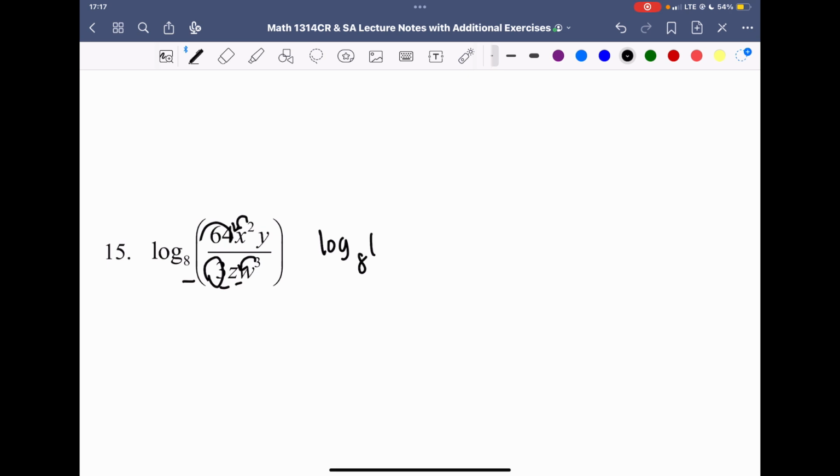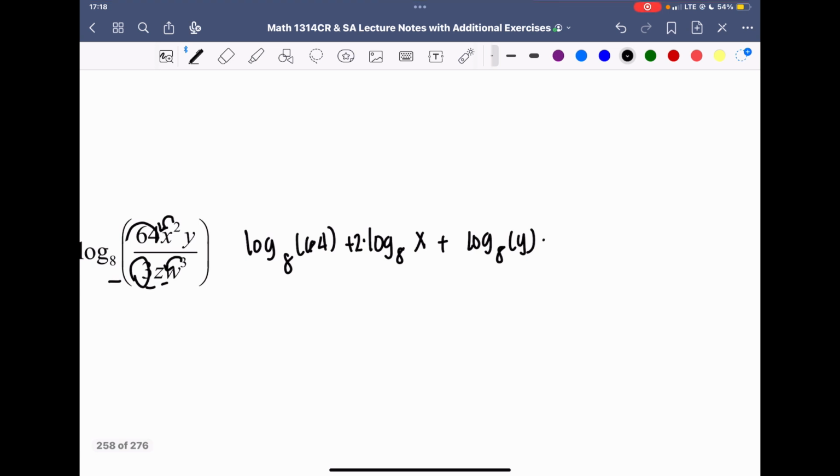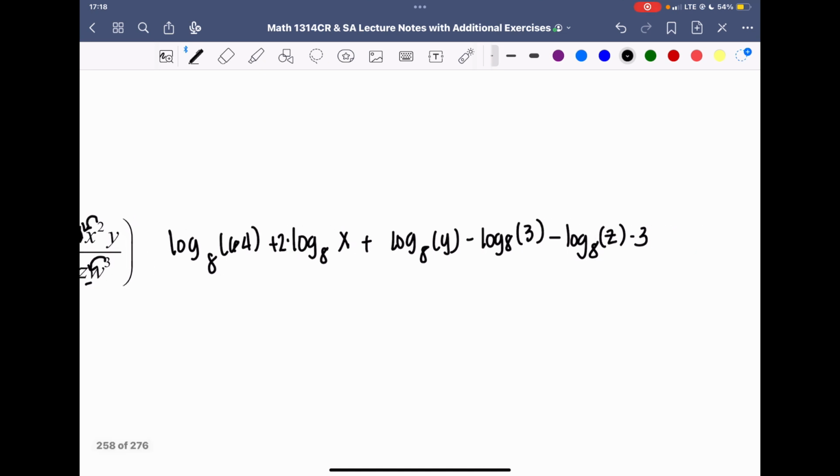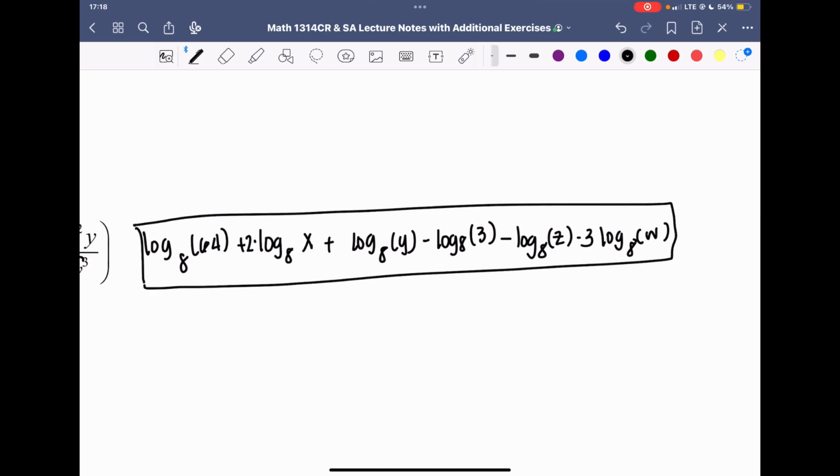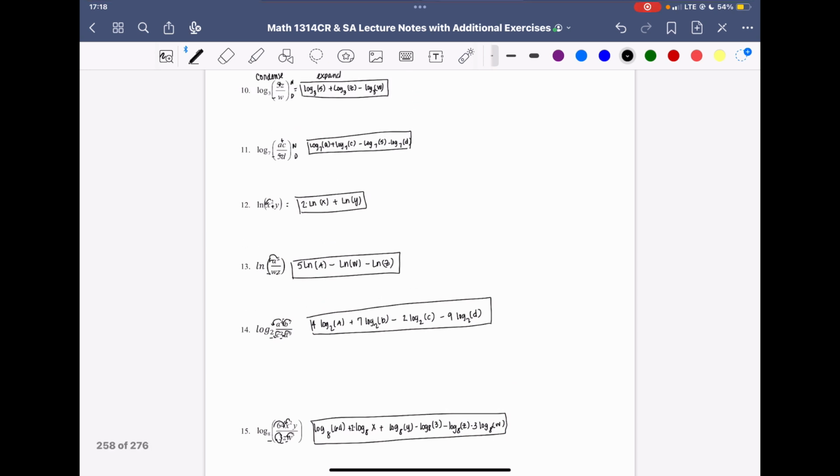Log 8 of 64 plus log 8 of x, the 2 went in front, plus log 8 of y minus log 8 of 3 minus log 8 of z minus 3 log 8 of w. This is our solution. That's 10 through 15.